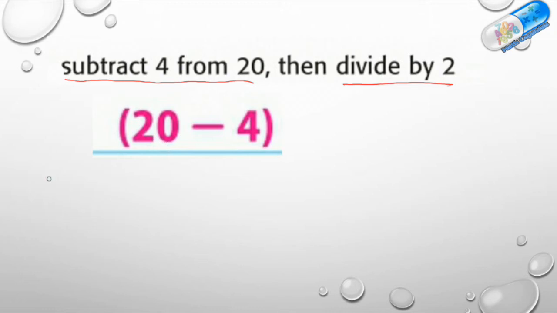Because remember the order of operations, which is PEMDAS. PEMDAS means that the parenthesis comes before anything. So because we want to subtract before we divide, we put parenthesis on the subtraction. Then we put divided by 2, the second part.